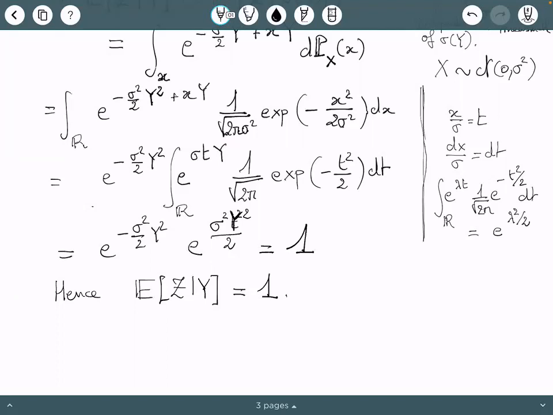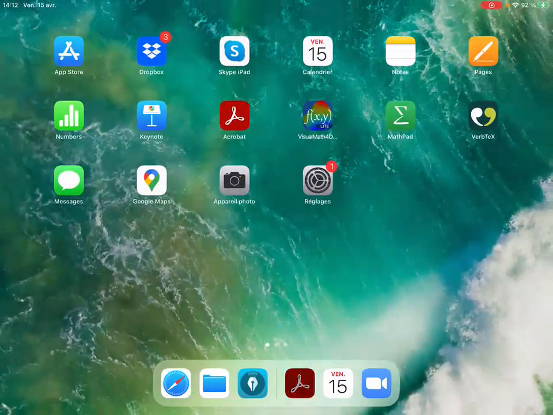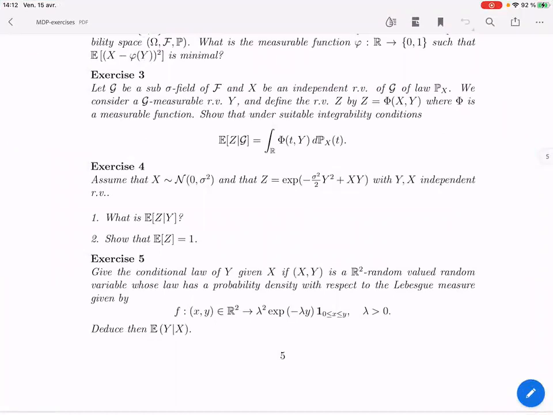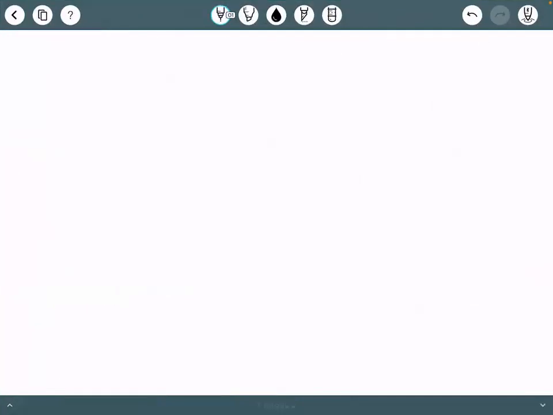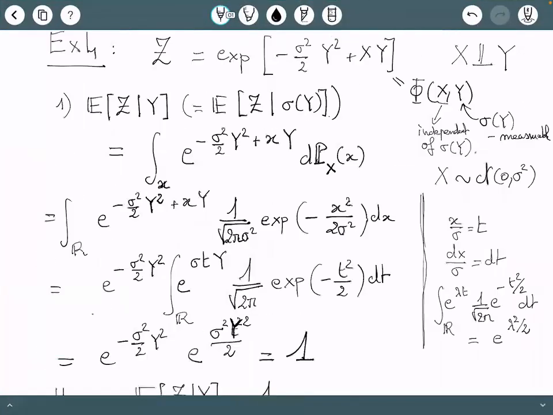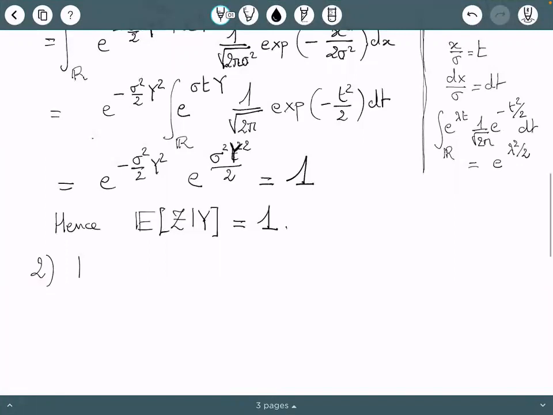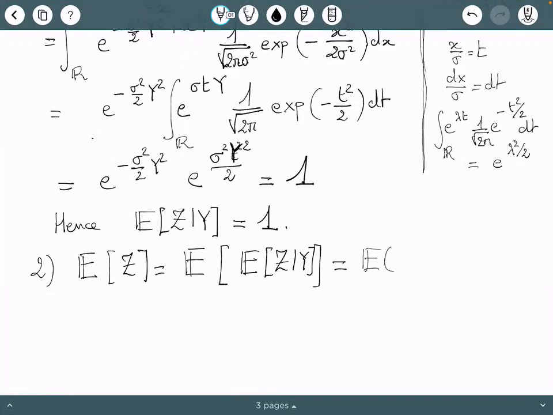The second question was to show that the expectation of z is equal to 1. But that is completely trivial, because we know from the main properties of the conditional expectation that the expectation of z is the expectation of the expectation of z given y, and so it is the expectation of 1, which is 1.